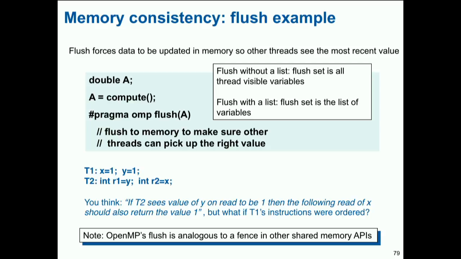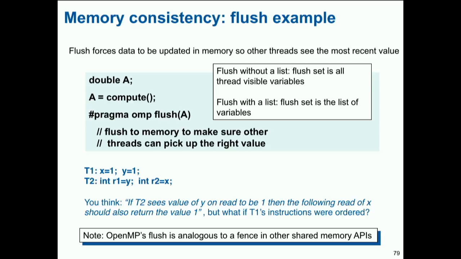So the way you would enforce it is something called a flush, meaning that you put a flush in between x equals 1 and y equals 1, and what we'll say is all the updates to the memory locations before the flush statement need to be visible to the other threads. That's the effect. So you would get the correct behavior that way.